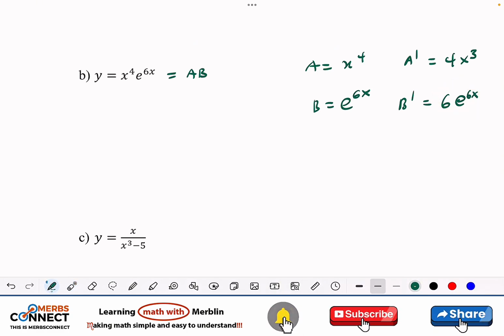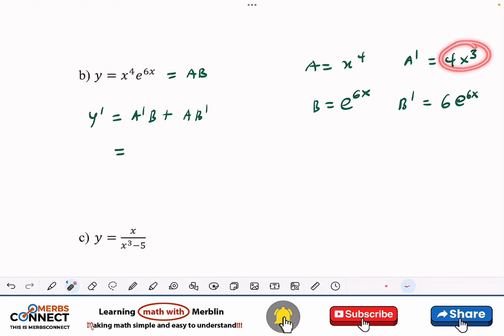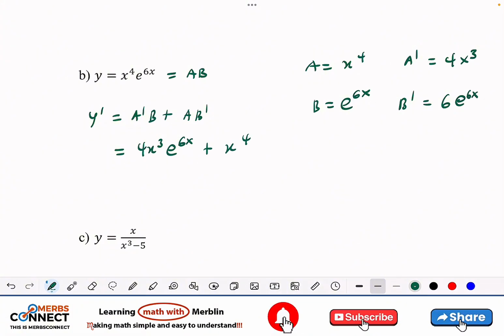So what will be y prime? Y prime is equal to a prime b plus a b prime. You see that if a is prime, b is not prime; if a is not prime, b is prime. So that's the formula for the product rule. We know a prime, we know b, we know a, and we know b prime too. So let's do substitution. A prime is 4x to the power 3, then b is e to the power 6x, plus a is x to the power 4, and b prime is times 6 e to the power 6x.